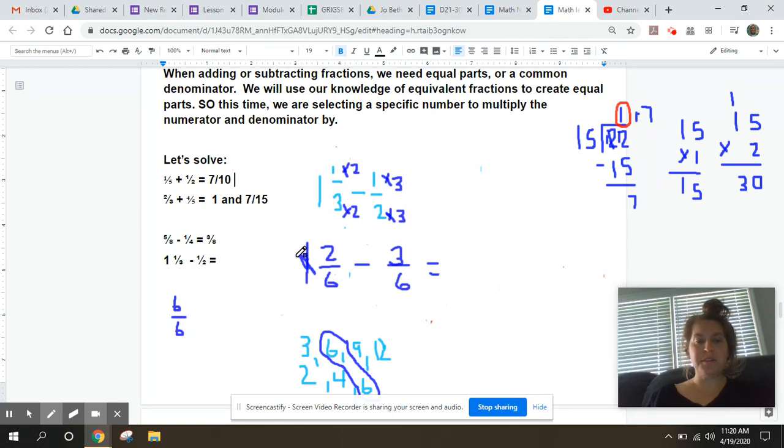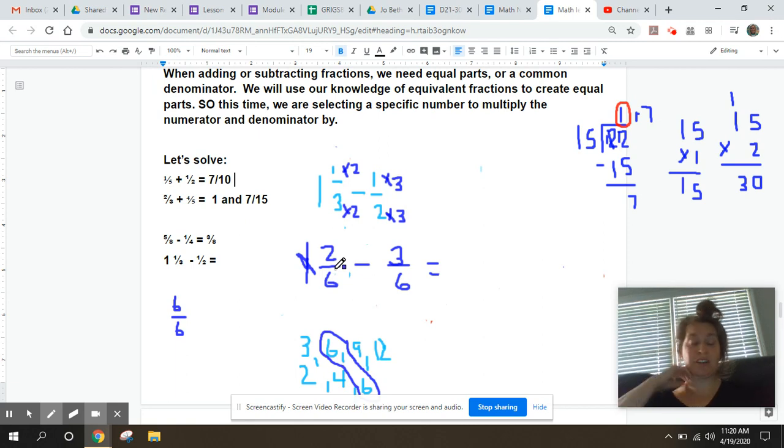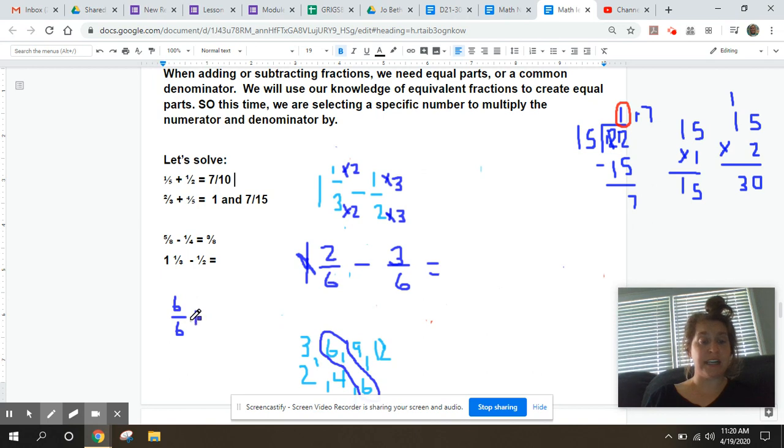So we're going to use that 6/6. You can always use the denominator, guys. It tells you what the pizzas get cut into. Remember, that was our equal part. So in our regrouping, we're going to use that 6/6 and give it to the 2/6 because we want that numerator great enough to subtract that 3.